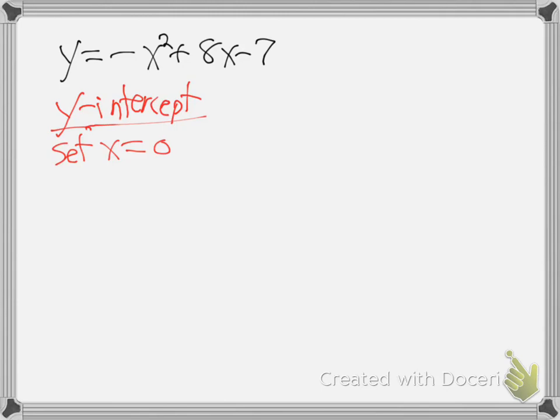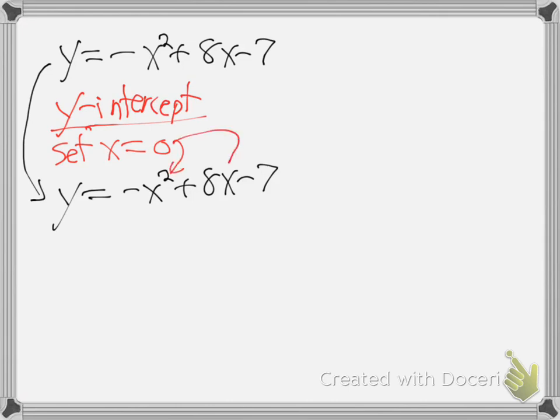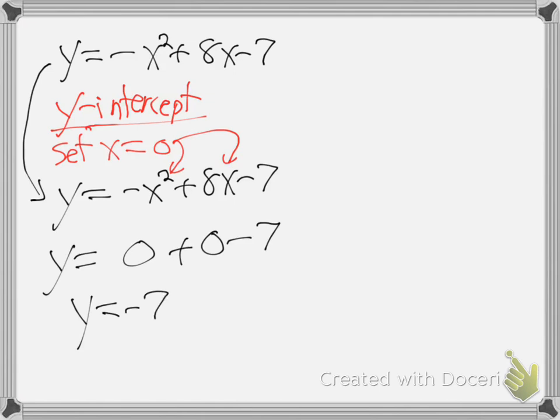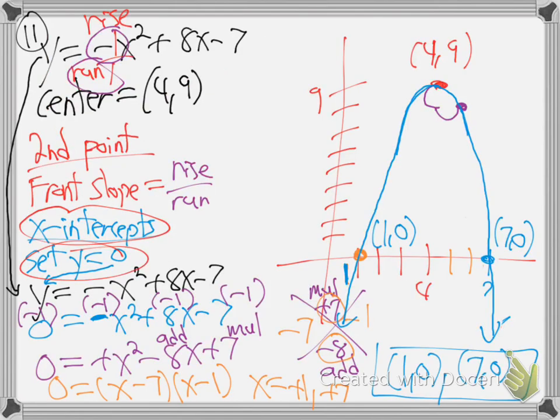So if you take the original equation here and you make x 0, what are you going to get? 0 plus 0 minus 7. Minus 7. Now, careful. What that means is if we went way down here, the graph would eventually cross the y-axis at down 7. That's what that means about the graph. It hit the y-axis down there at 7.